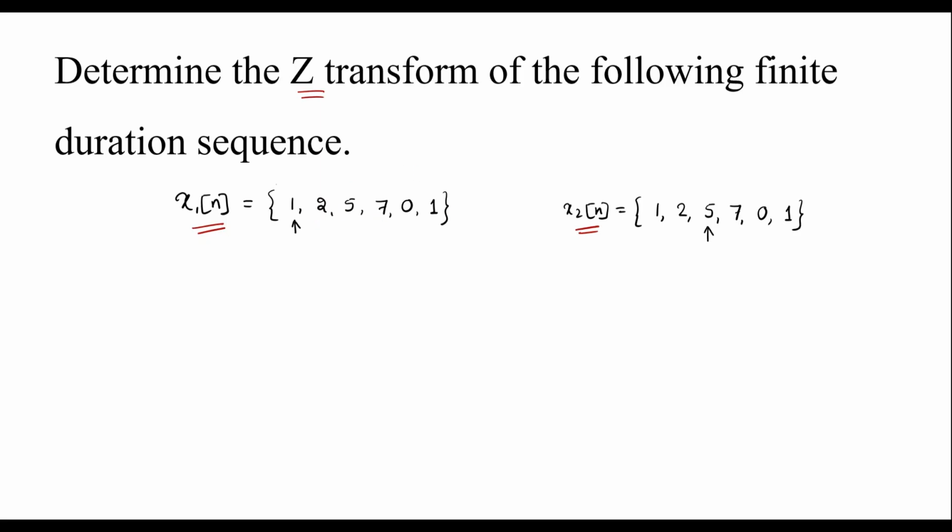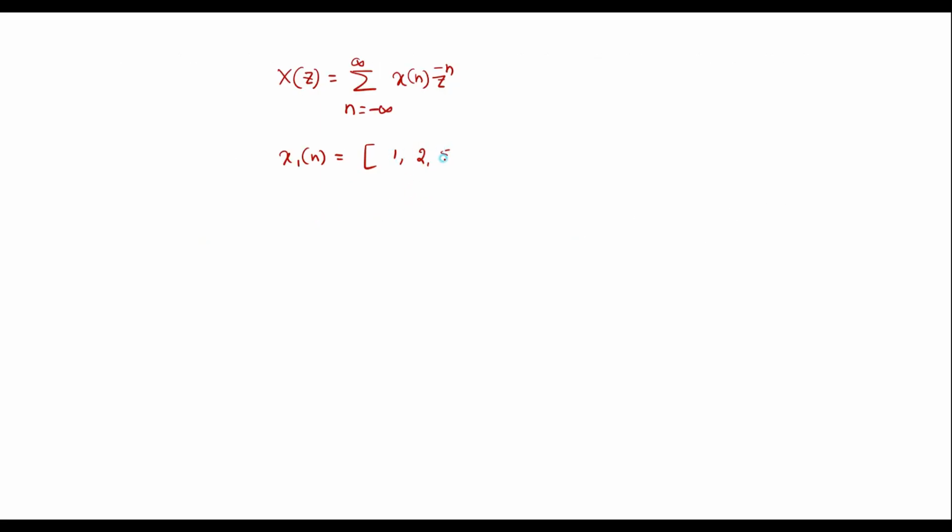We know that the Z transform is given by the expression X of z is equal to summation n equal to minus infinity to infinity x of n z power minus n. This is the formula used to calculate Z transform of any discrete signal. Here x1 of n is given, which is 1 2 5 7 0 and 1. This arrow mark indicates zeroth sample, that is x1 of 0 is 1.